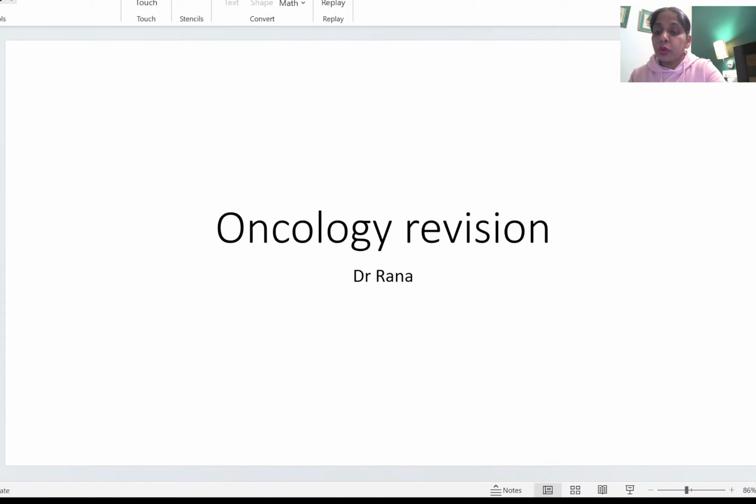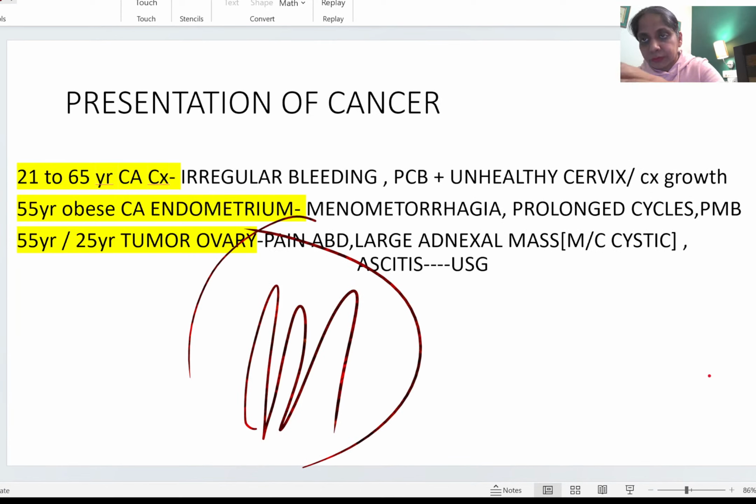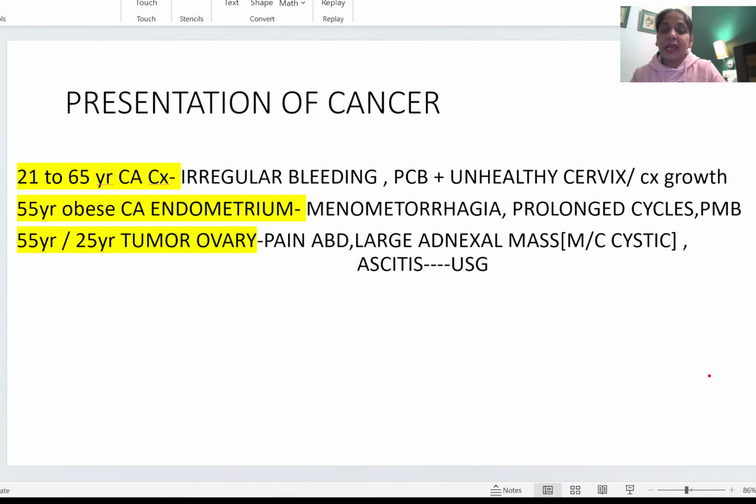Okay, so let's start. Till now we have studied the screening of CA cervix. Now we will study how the cancer presents. So here we will study all the three cancers together, so that you have a very quick understanding.